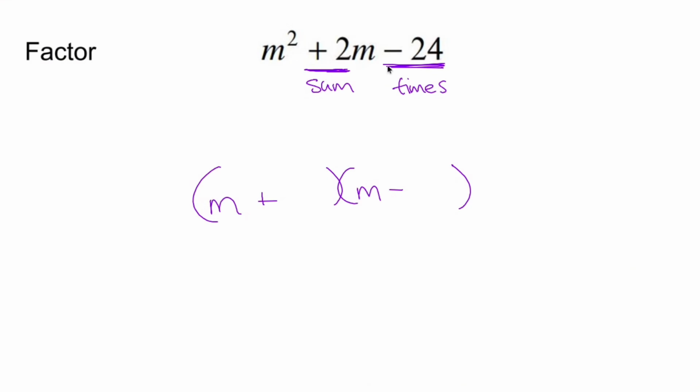So I'm thinking, all right, I need to come up with two numbers that subtract out to 2 and multiply out to 24. So 6 and 4 should do that. But which one gets the plus sign and which one gets the minus sign?